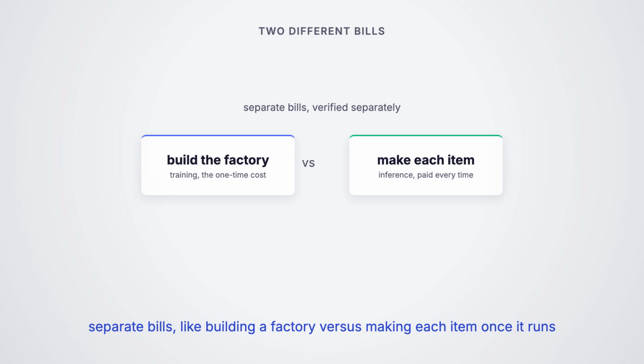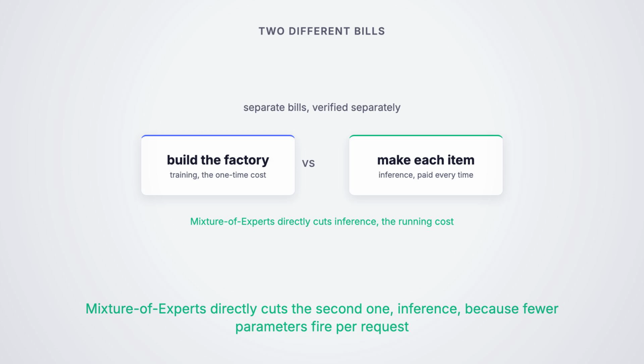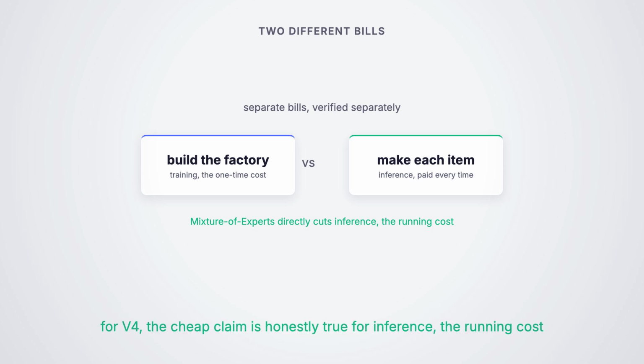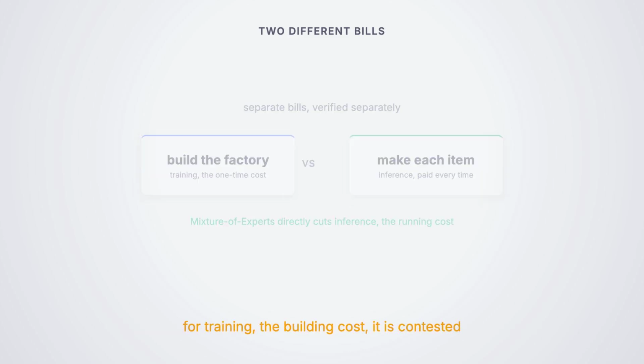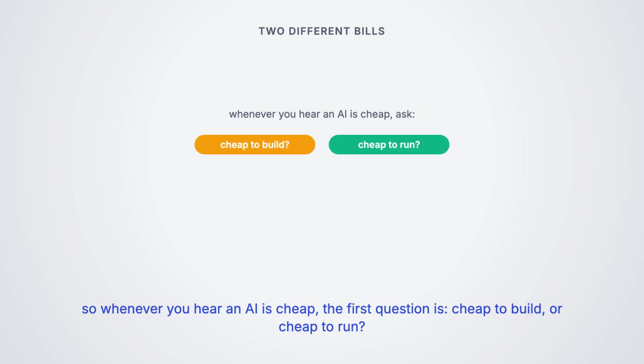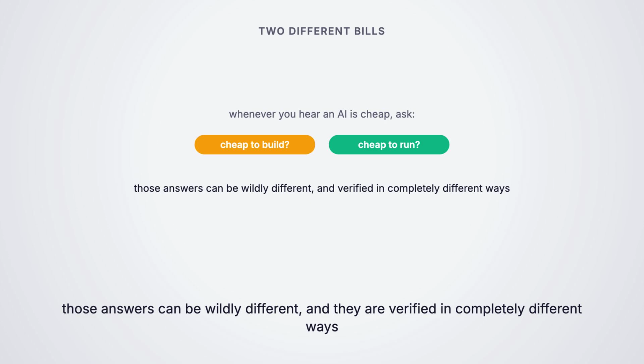Mixture of experts directly cuts the second one, inference, because fewer parameters fire per request. For V4, the cheap claim is honestly true for inference, the running cost. For training, the building cost, it is contested. So whenever you hear an AI is cheap, the first question is cheap to build or cheap to run. Those answers can be wildly different, and they are verified in completely different ways. Let us take each in turn, because both have a trap.